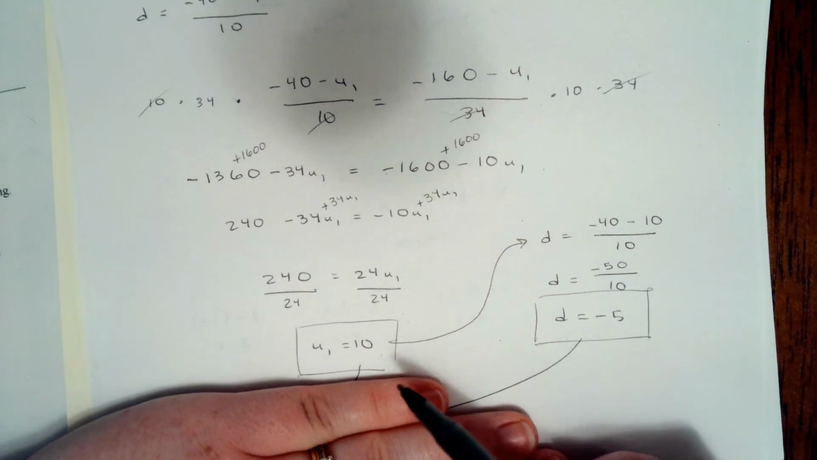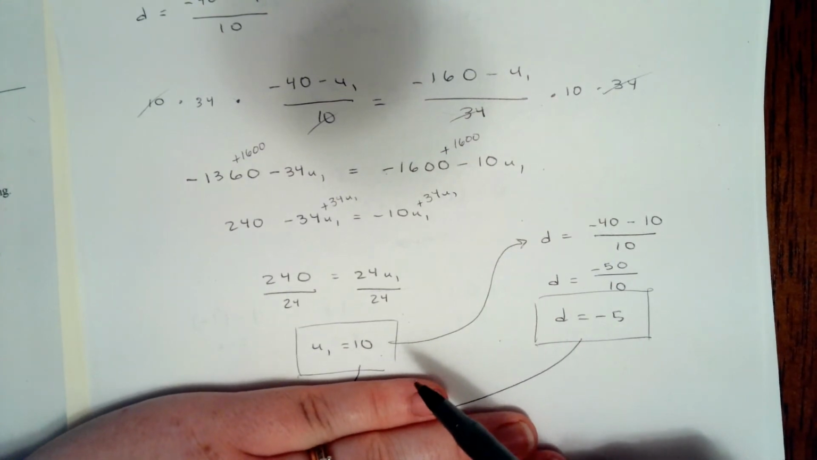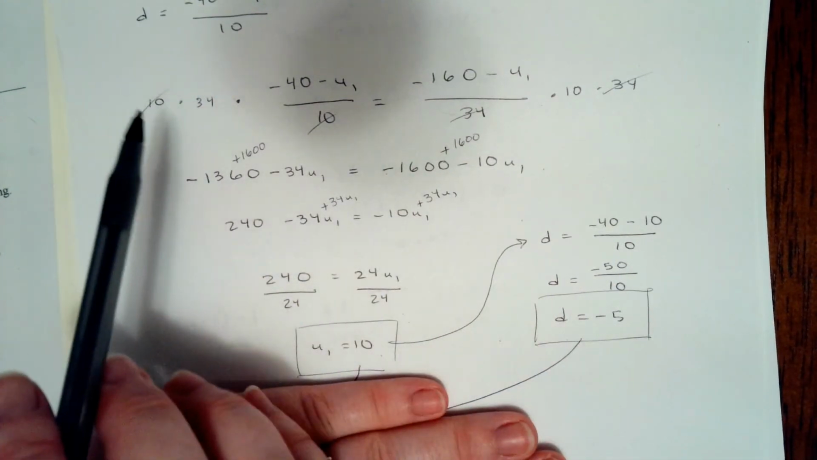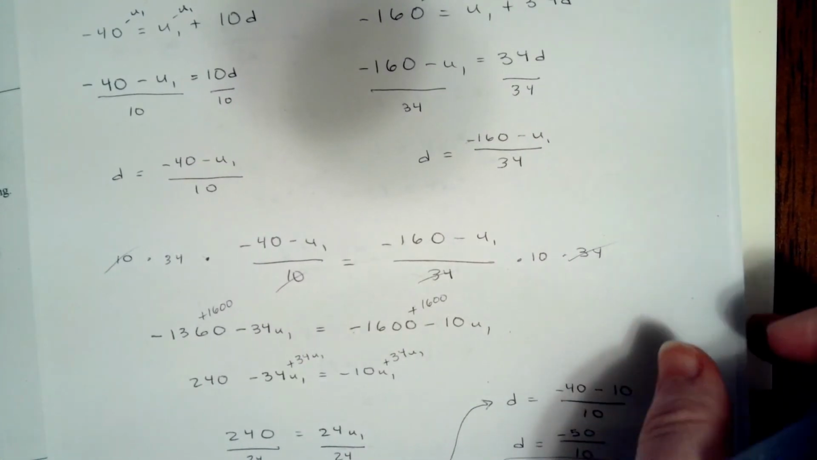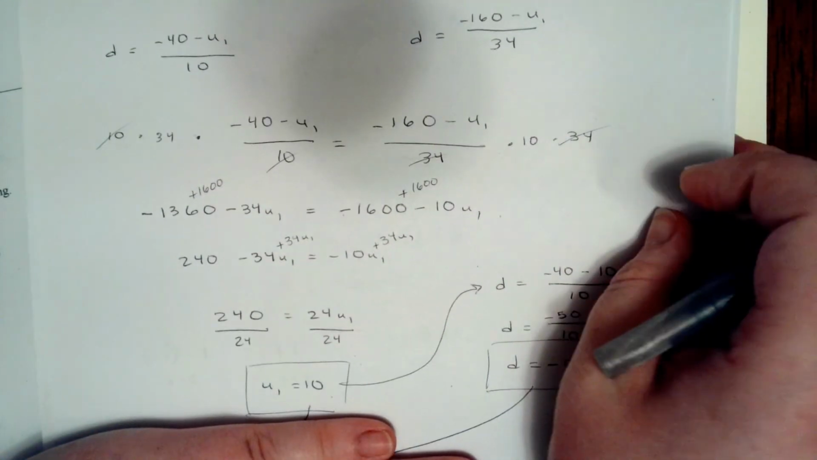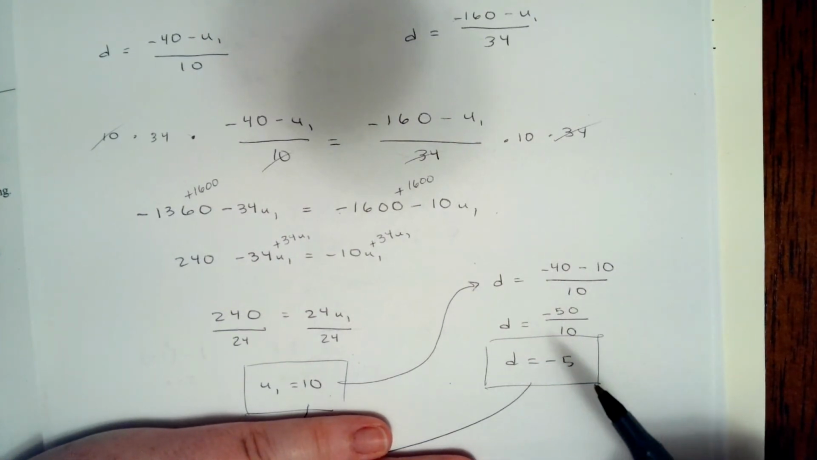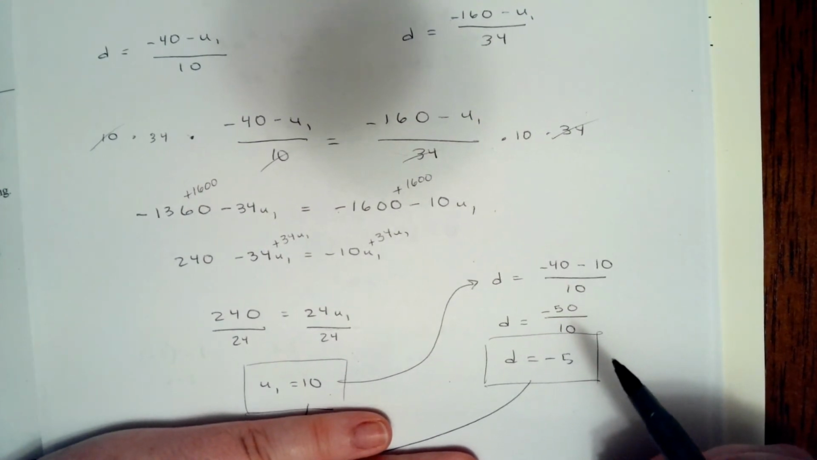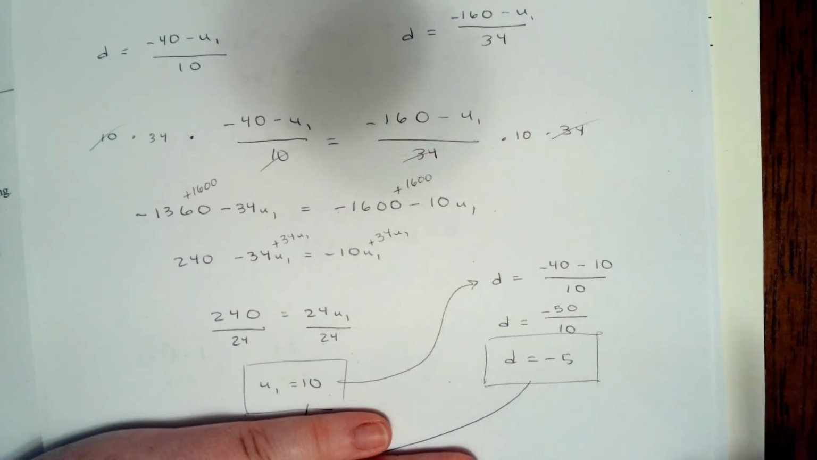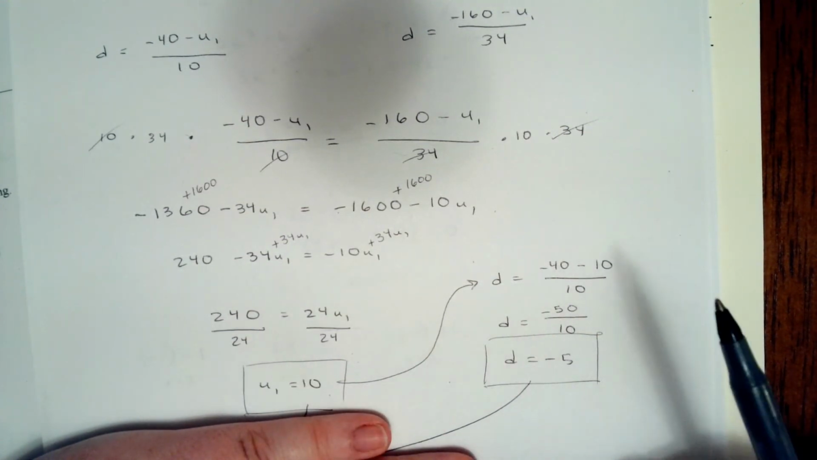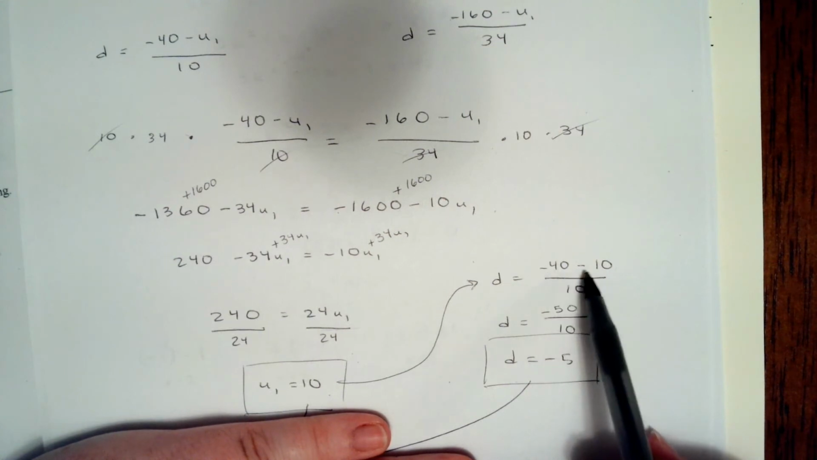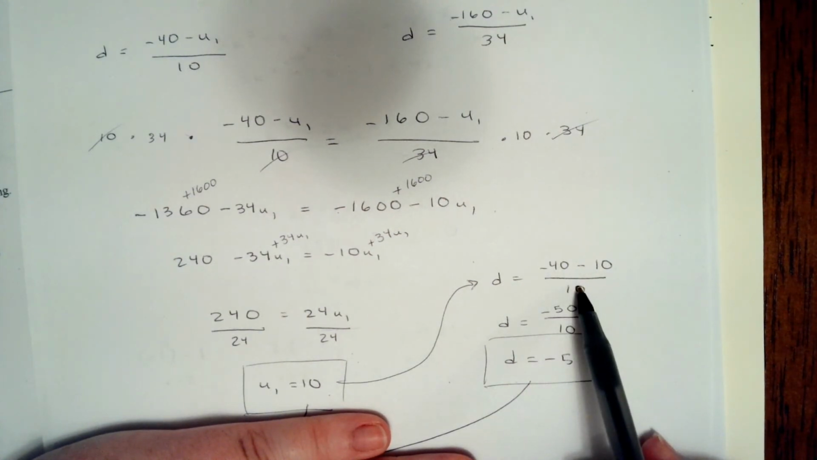Now, we're going to go back and plug that into one of our two equations that we found in the first steps of this problem. I chose the left equation because it's smaller numbers, and if I'm having to plug something back in and I'm almost done with a problem, I personally want to do the least number of steps possible. So I chose to plug our U of 1 into d equals negative 40 minus U of 1 over 10.